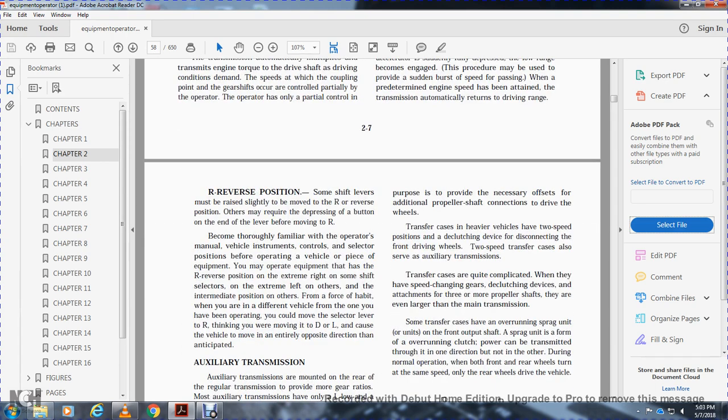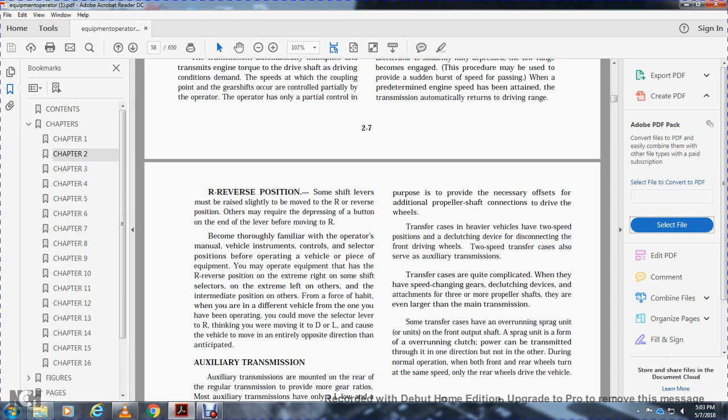Reverse position. Some of the shifts are left at the beginning; the reverse lever is raised slightly to remove it from the reverse position. Others require pressing the button at the end of the lever before removing the reverse. Become thoroughly familiar with the operation of the manual vehicle, the instrument controls and the electric position before operating the vehicle. The reverse position is extreme right on some shift selectors, extreme left on others, and intermediate position on others.